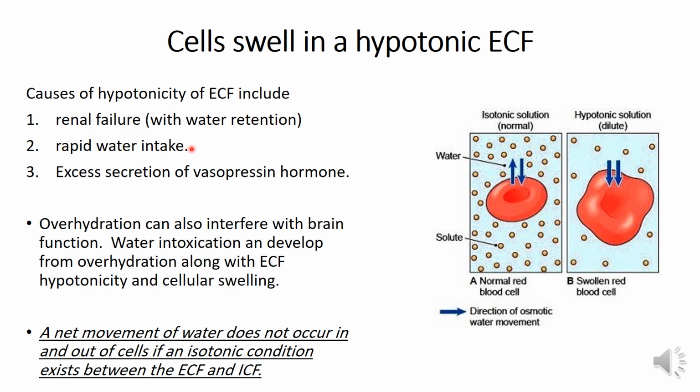The other cause is rapid water intake. The third cause is excess secretion of antidiuretic hormone. The other name of this hormone is vasopressin. And excessive secretion of antidiuretic hormone means less water excretion from the kidney.